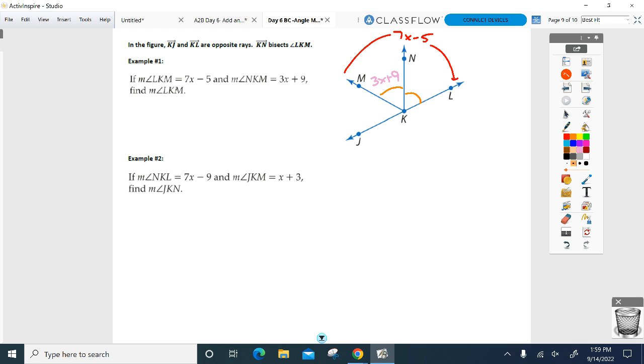Find. And if anybody's wondering what this little m here means, that means measure. Meaning, give me a degree measure, please. Because a lot of kids think they're cute and funny. Oh, you want the measure of LKM? It's 7x minus 5. We're done. No. Find me the degree measure.